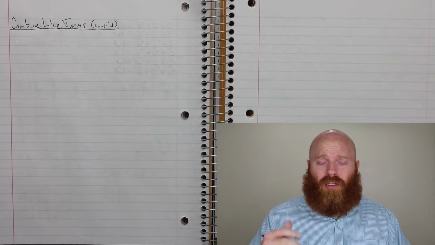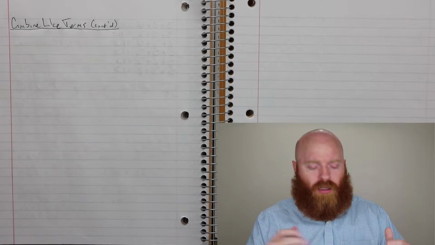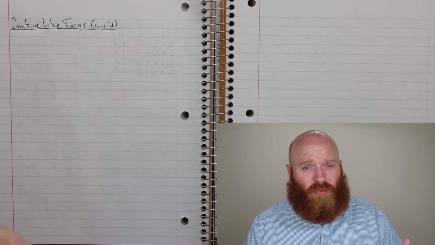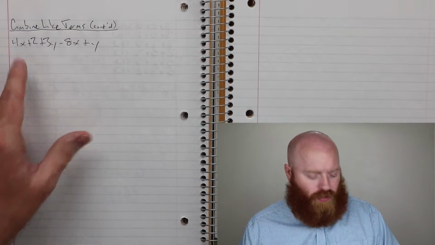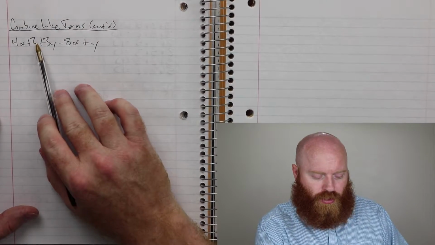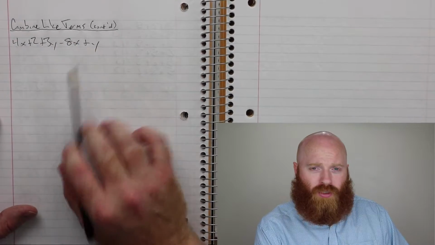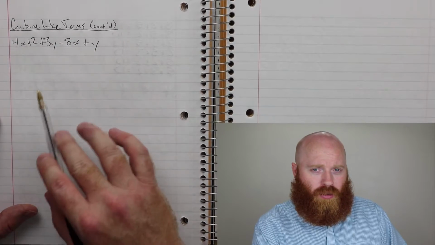All right. I know we're getting pretty complicated here. I'll do another complicated one, then we'll ease back a little bit and keep going with these combined like terms. They can get pretty complicated. All right, over here, I got 4x plus 2 plus 3y minus 8x plus y. I got a lot of things going on here that we got to talk about.